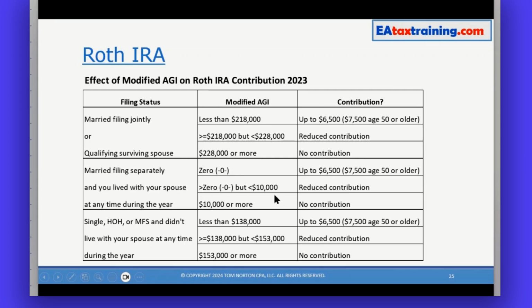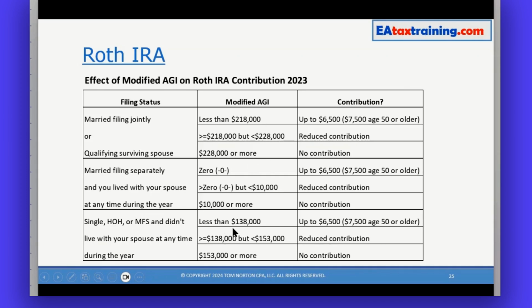But if you have any adjusted gross income at all, then you are either going to not be able to make a contribution or to make only a reduced contribution. That's if you are married separately and you live with your spouse at any time during the year. If you are married separately and did not live with your spouse at any time during the year, then you will fit into this next category along with single people and head of household people.